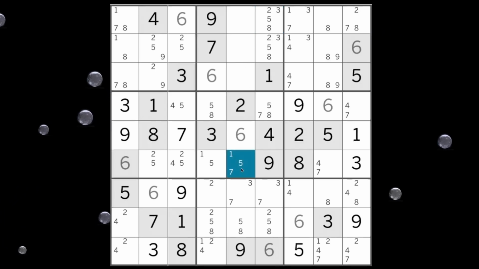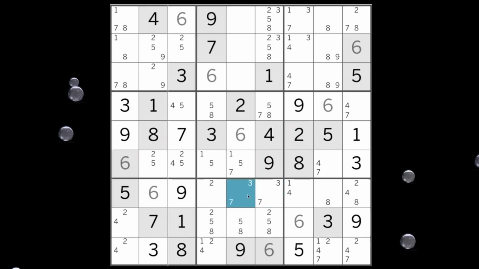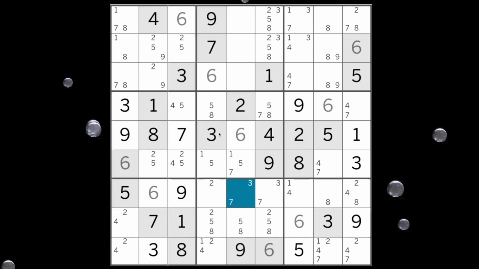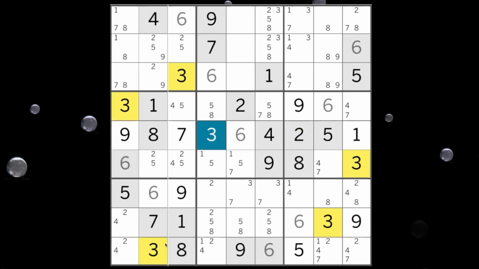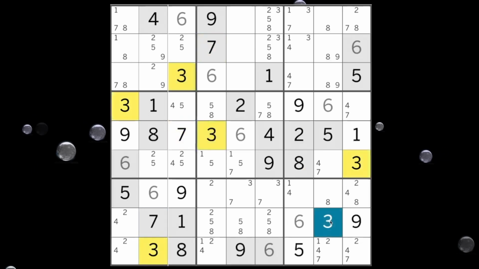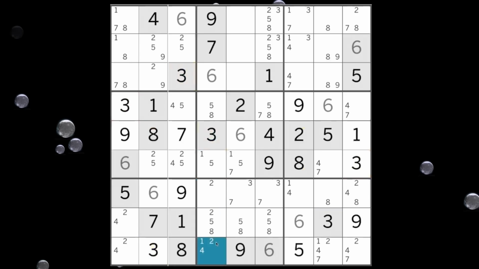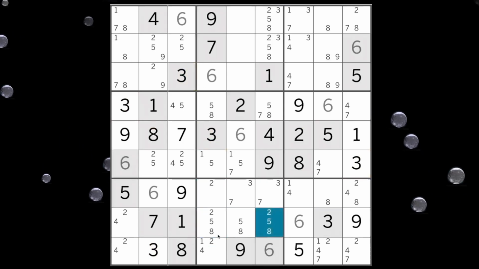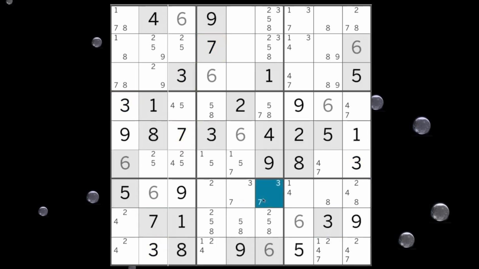I think we know that's a 1, because we have a 3, 7 here and a 3, 7 here. So in this block, 3, 7 can't be here because we already have it. And also can't be in the middle because of these two. So that has to be a 3, 7.